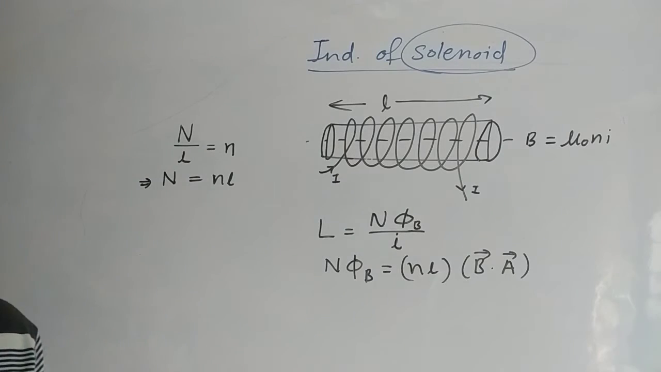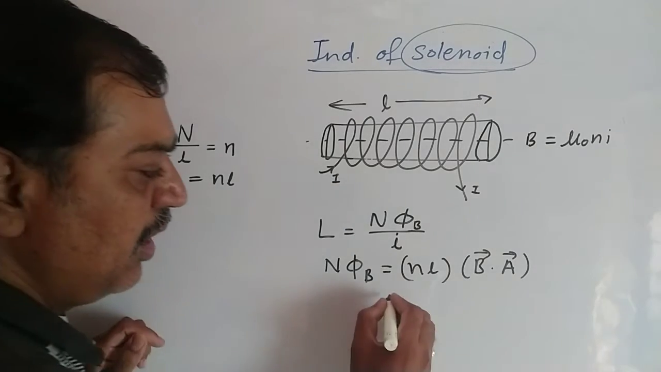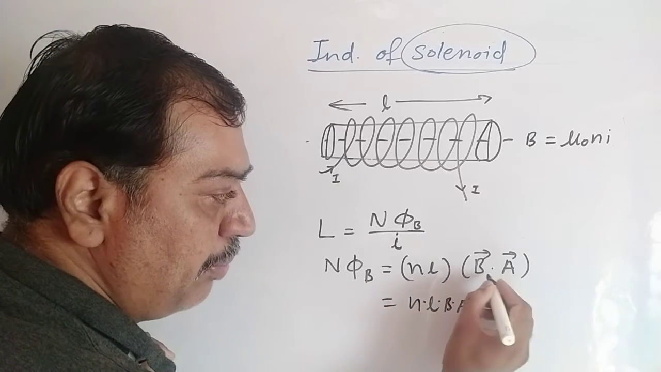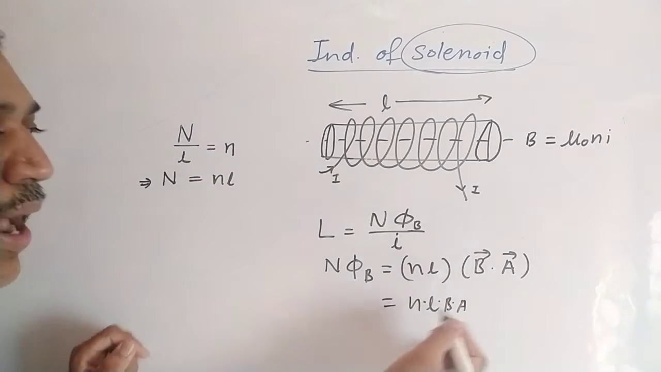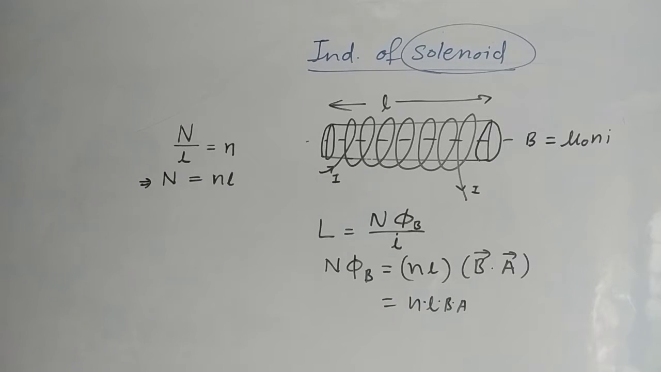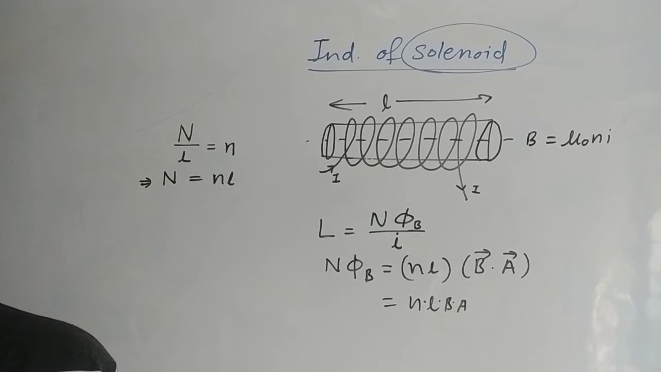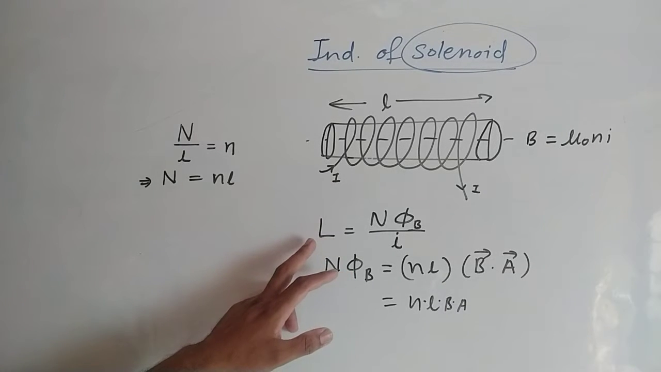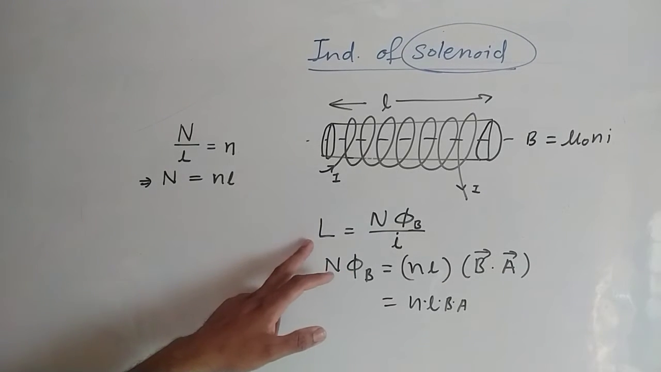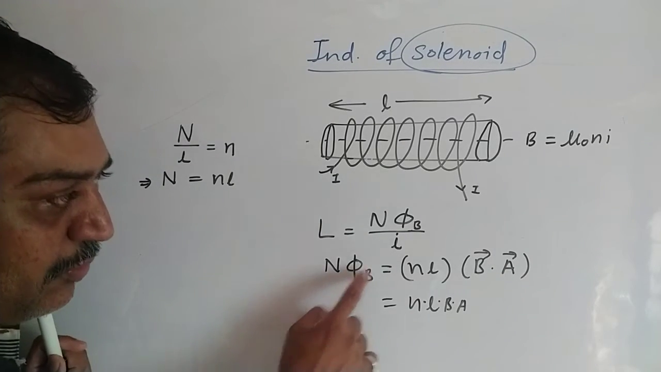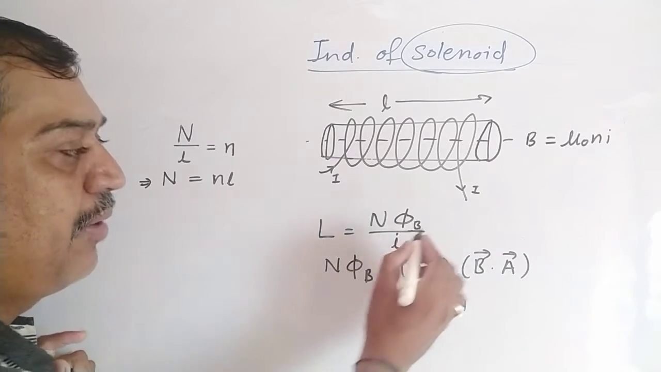We get this equation, and if we solve it further, it comes to be nLBA, because the angle between them is 0. If the angle between them is 0, cos 0 is 1. So nLBA, that equation we get for theta equal to 0. Now we can write the same equation for self induction. You can put this value in. N phi B we have derived, this value we have kept here.